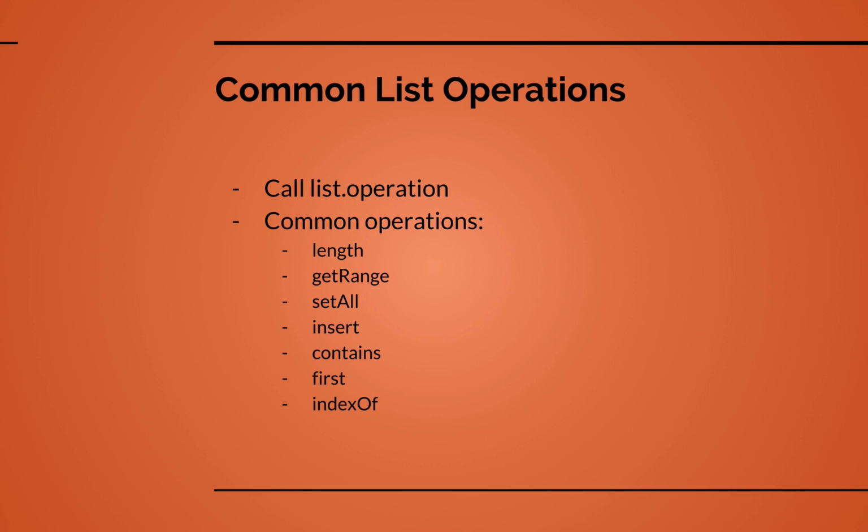And then the index of operator I find particularly useful. That will return us the index of a specific element within a list if it exists. For example, we have a list 1 through 5 and we want to get the index of number 3.